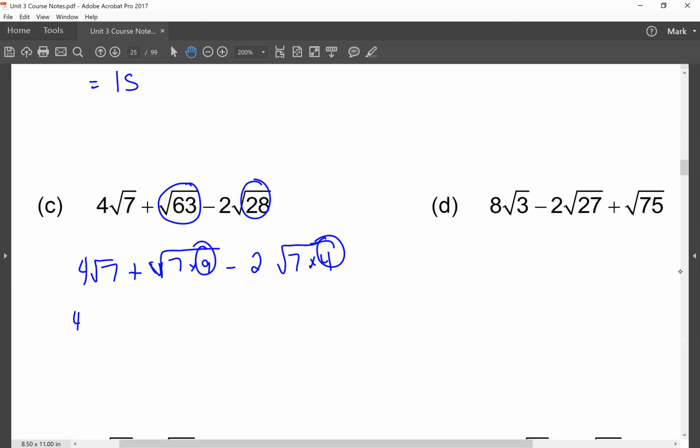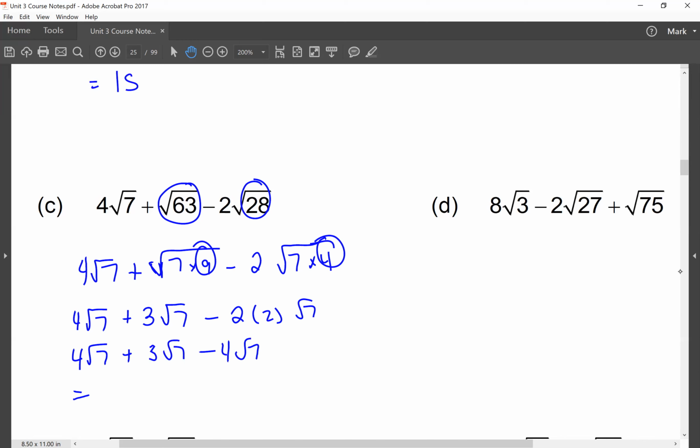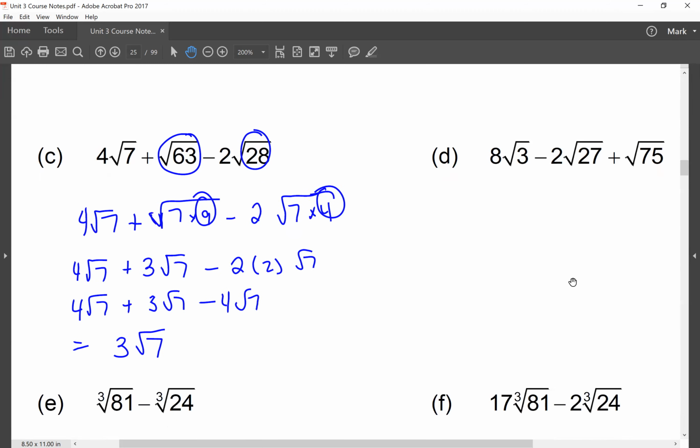So I would get 4 root 7 plus 3 root 7 minus 2 times 2 root 7. So again, I don't need to do all of these steps here, but I will. So 4 root 7 plus 3 root 7 minus 4 root 7, and we get the answer 3 root 7. All right, cool. And again, something like C you can do on your calculators.